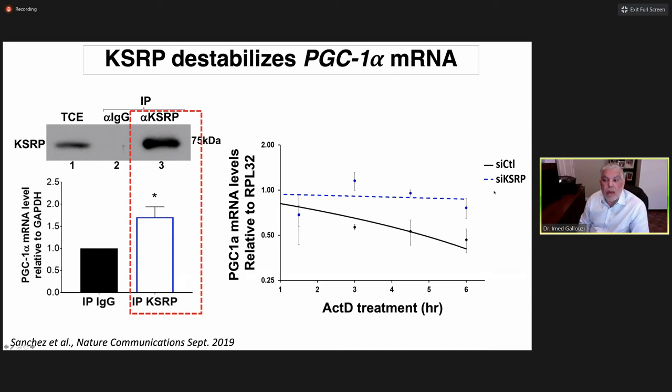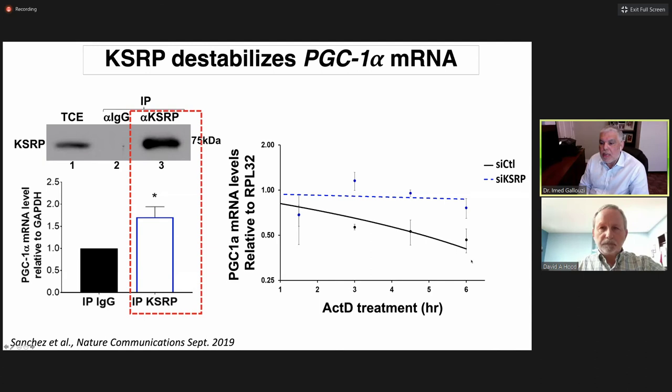What happened when we knocked down KSRP? Similar observation to HuR. We did the same actinomycin D experiment. In wild type cells, as you see, similarly around 4.5 to 5 hours half-life of PGC1 alpha. In the absence of KSRP, 6 hours later you still have 100% of the message.